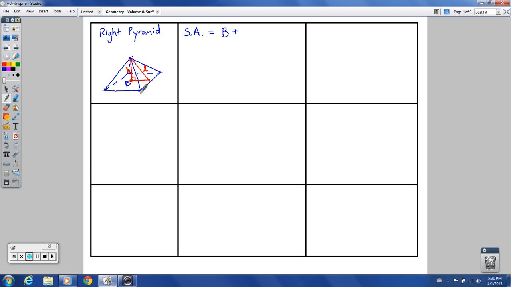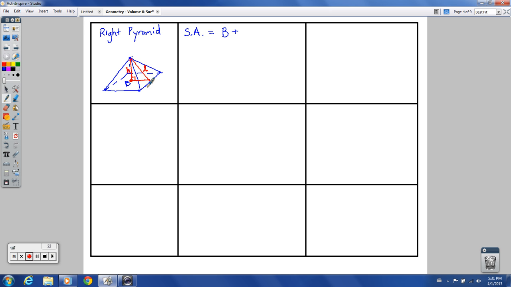You're always going to have these triangles being formed. Triangles, remember, are just 1/2 base times height. And so what would the base of this be? Well, we don't know, but we could find these would all be the same. If it's a right pyramid, these are always going to be the same lengths all the way around here.